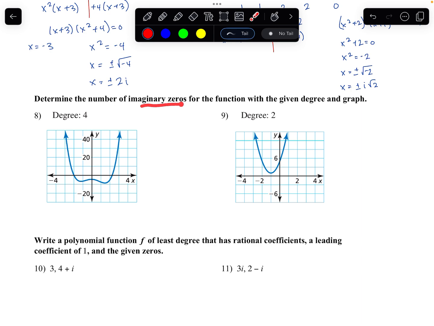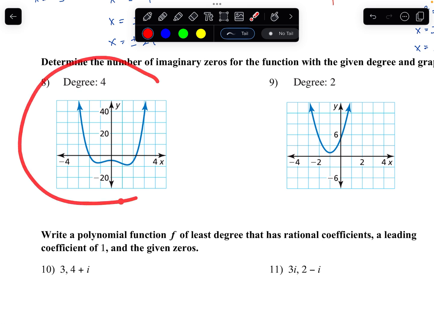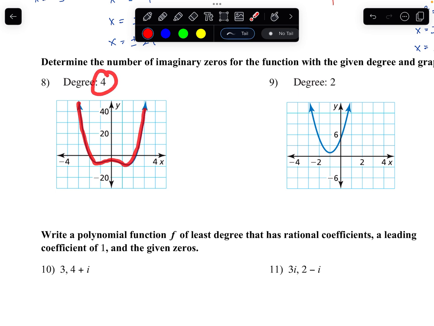Determine the number of imaginary zeros for the function with the given degree and graph. So when I'm looking at this graph right here, it tells me that this polynomial is of degree 4. And that kind of checks out. I think it does look like it's degree 4. But I can see that it only has 2 x-intercepts. So that means that if there's only 2 x-intercepts and the degree is 4, it needs to have 4 solutions, but only 2 of the solutions are going to be real. So here's one real solution right there. Here's the other real solution. So that means that there has to be 2 imaginary solutions.